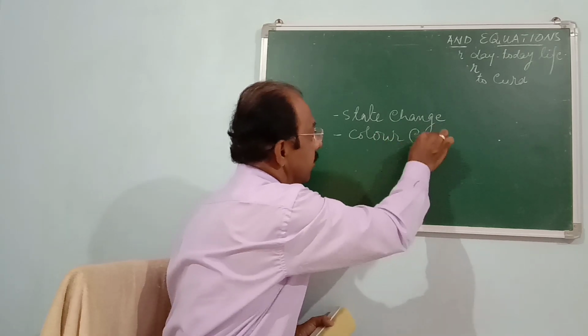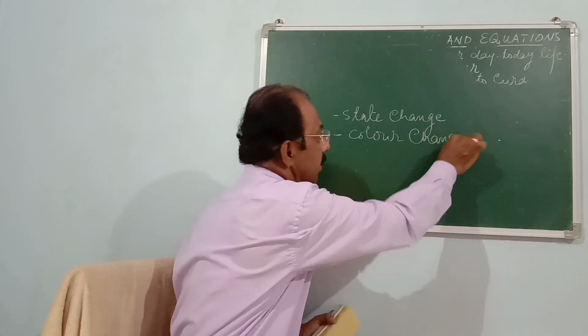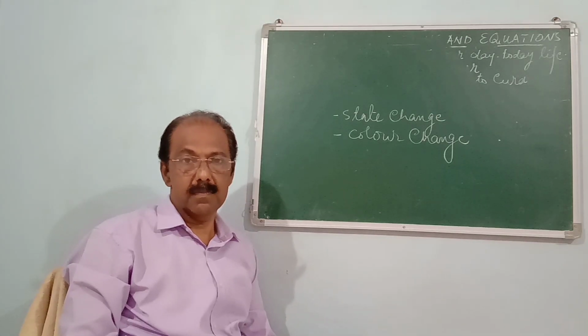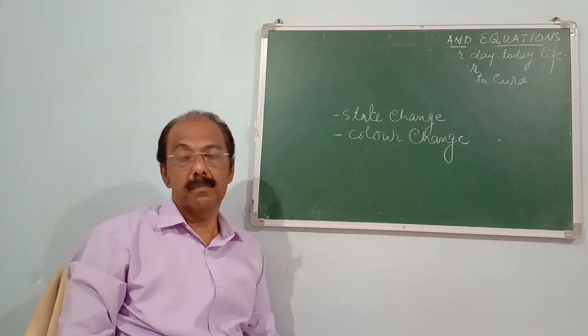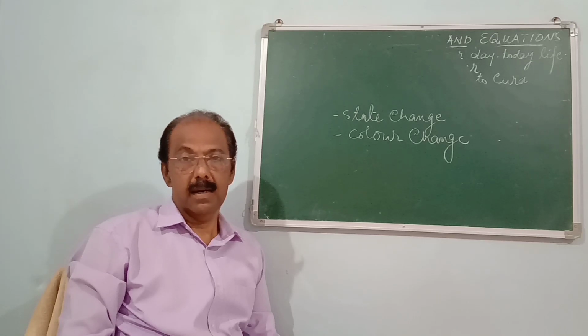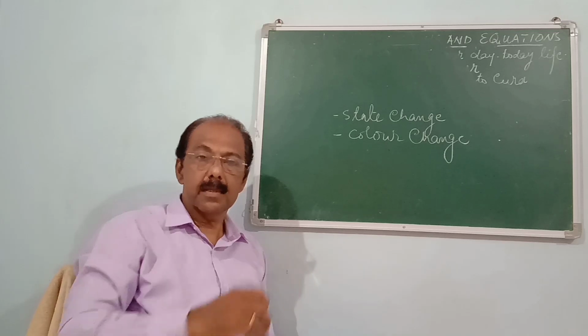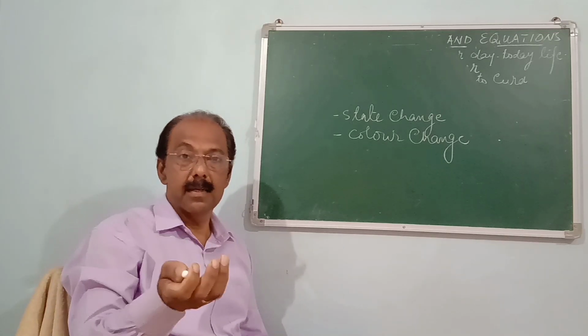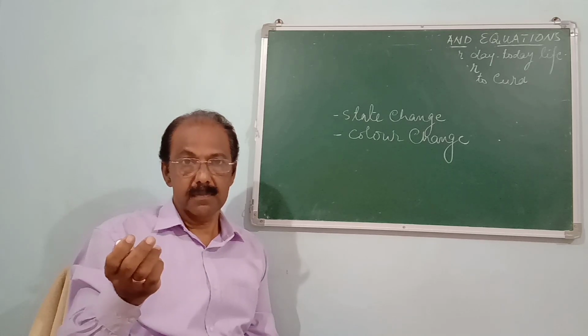Then color change. In the second example you saw, there is a color change. I told you that lead iodide is formed, and it is yellowish in color. And the original substances we took are both colorless solutions. So there is a color change.